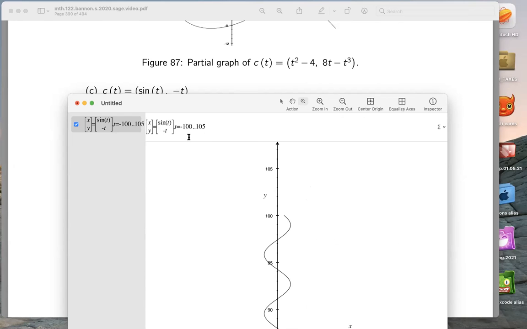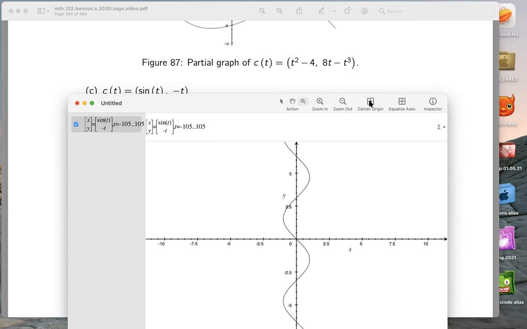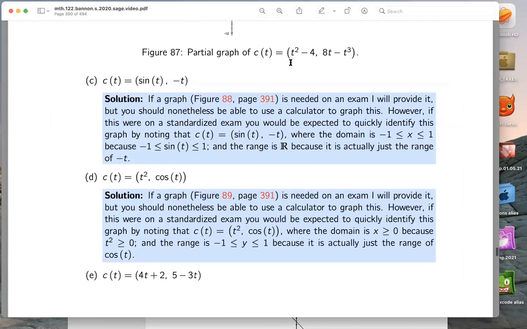Give me 1 second. It's going to go up to 105 then. And I hope you realize what we're doing. It's just playing around with the parameters. All right, let me recenter or equalize axis. And I'm going to center the origin. Okay, and I'm going to do the next one.